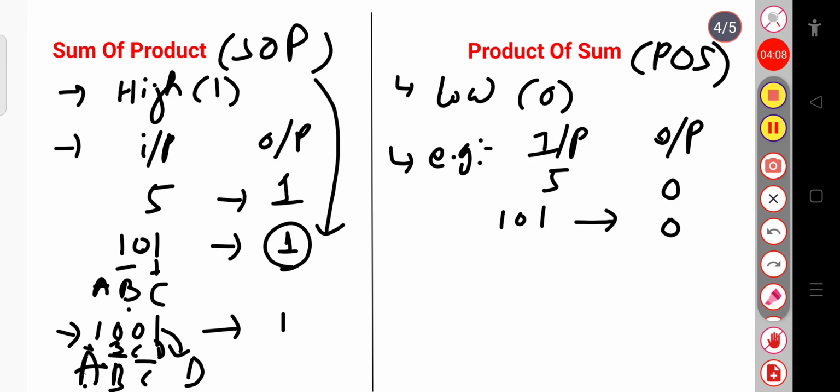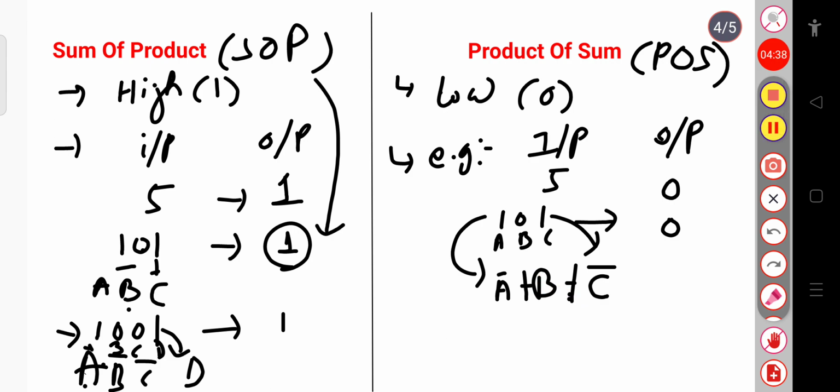Here for 101, if there are 3 terminals, that is A, B and C, I have to write this 101 in the product of sum form as follows. For the 1 I have to write A bar, for 0 I have to write simply B, and for the 1 I have to write C bar, and this is the product of sum. So we simply take the addition of these 3 terms. Okay. So you can see the difference between SOP and POS. In case of SOP we are taking the sum of the product, later we will discuss in further detail.